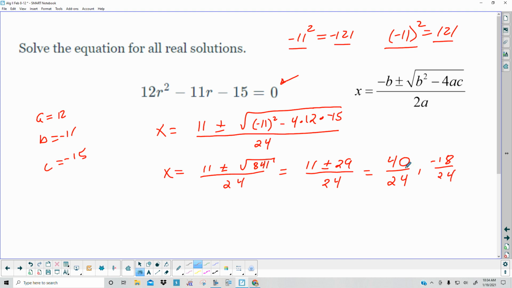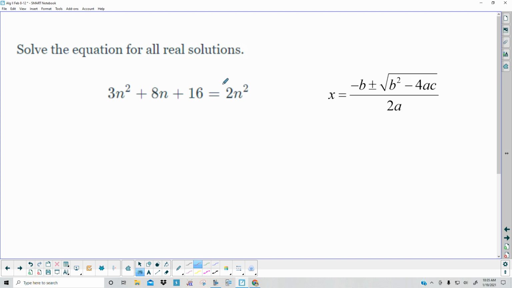Now you have to reduce all these. Okay, I think there's a 4 that goes into both, so that would be 10 over 24. So 4 going into that would give you 6, but that has to reduce again. There's a 2 that also is going to come out of there. So 5/3. Okay. This one, I think there's a 6 that goes into both, so negative 3/4. So those are your two answers. Okay.